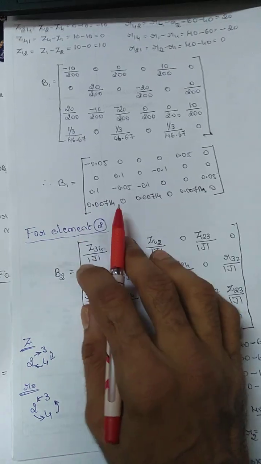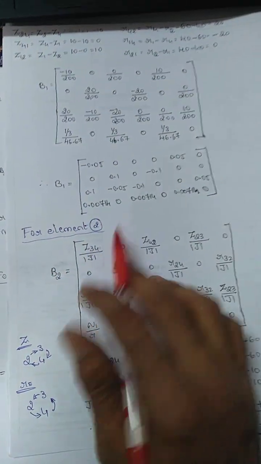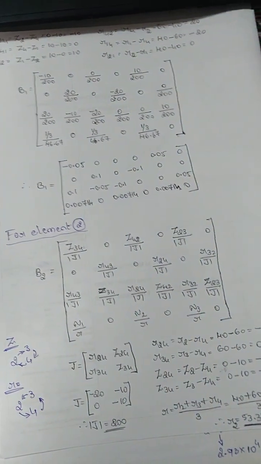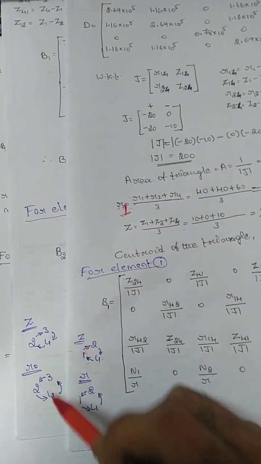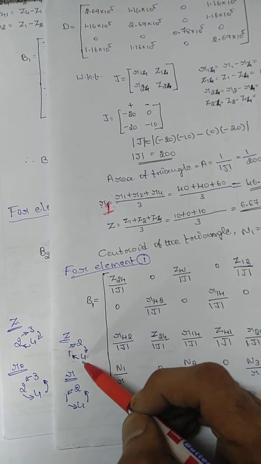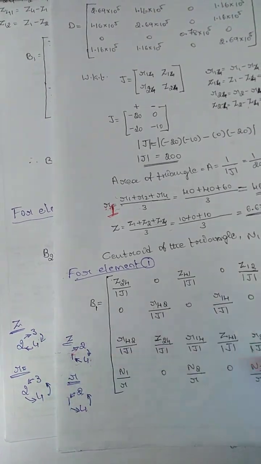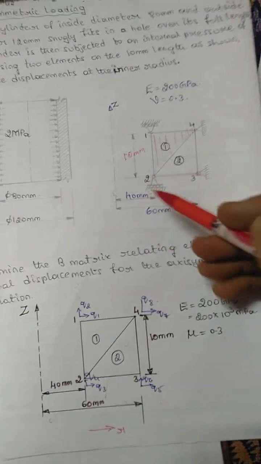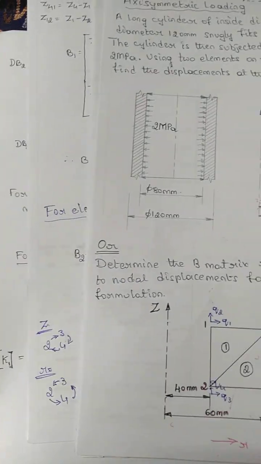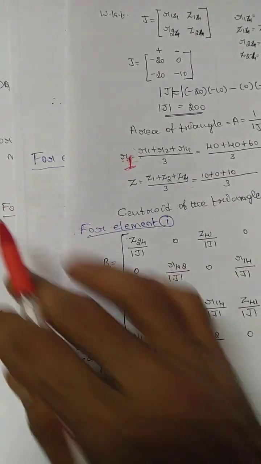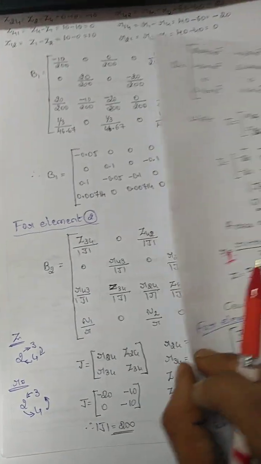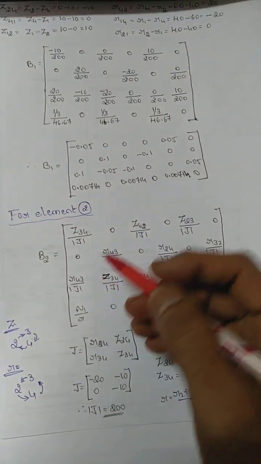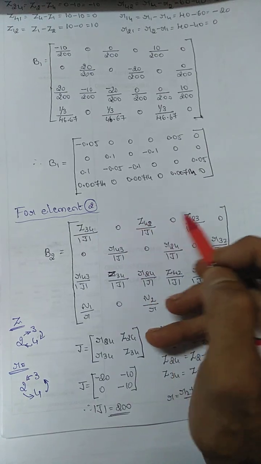Next, for element 2 it is the same. Earlier it was 1 2 4 for element 1, now for element 2 it is 2 3 4. So now this also changes accordingly.